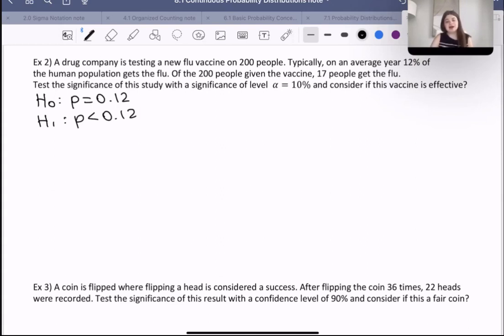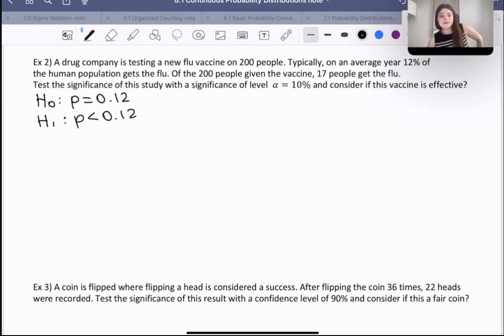So is the fact that only 17 people instead of 24 got the flu enough evidence to suggest that this vaccine is effective and that people who want to avoid the flu should get it? Or is 17 instead of 24 people getting the flu likely enough even without the vaccine, meaning the vaccine isn't very effective and this drug company should continue to work harder to produce better vaccines that are more effective for everyone? That's the question we want to find out for this example.